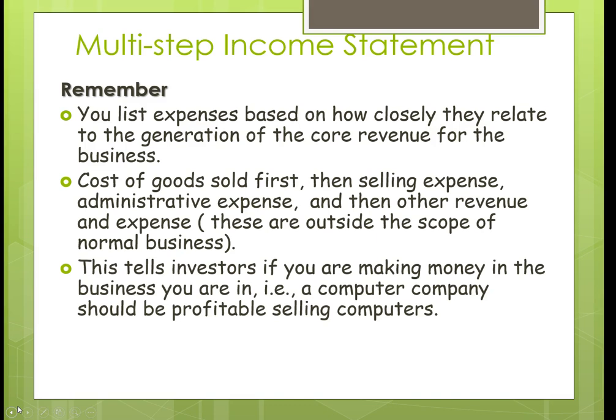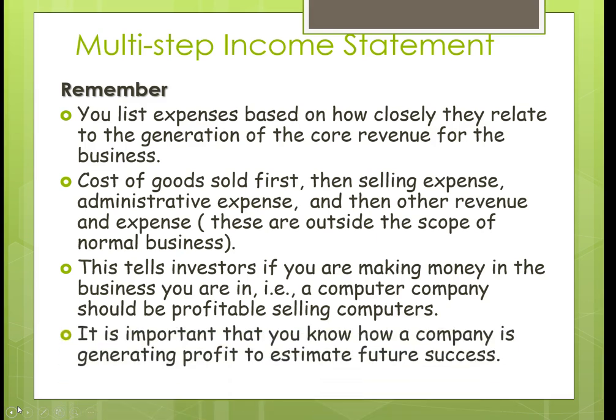So remember, you only include things in revenue and cost of goods sold, when you're doing multi-step, if they're part of your primary business. If something is outside the scope of your primary business, it is in other. Again, it's important, you need to know how a company is generating the money. So now we're going to do a multi-step income statement.